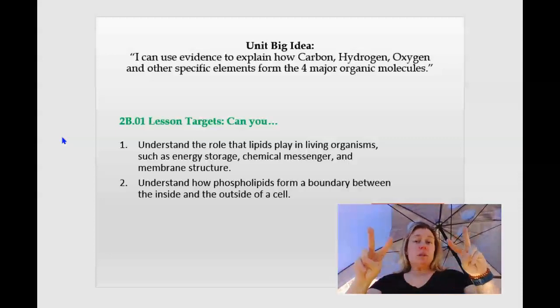So the 2 targets we're going to use to get there are to understand the role that lipids play in living organisms, such as energy storage, chemical messenger, and the membrane structure, and to understand how phospholipids form a boundary between the inside and outside of a cell. I don't expect you to know what a phospholipid is yet, unless you've done your vocabulary terms for Unit 2B. However, you're going to learn all about that today.